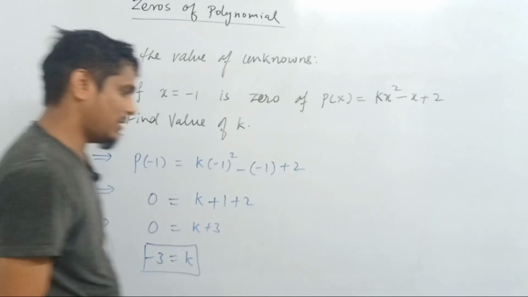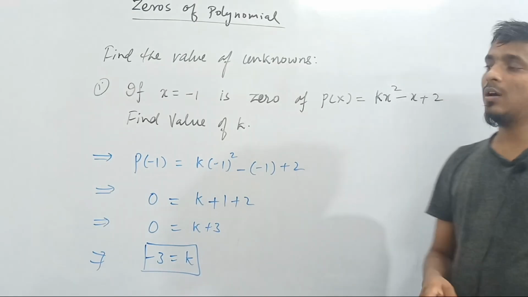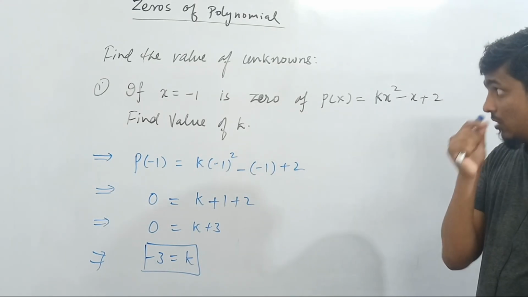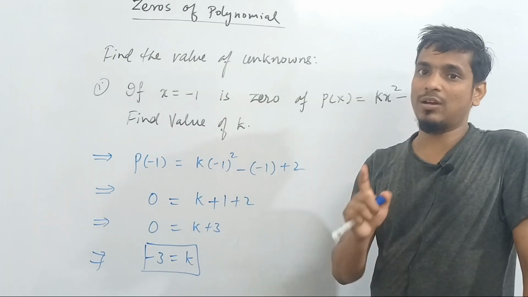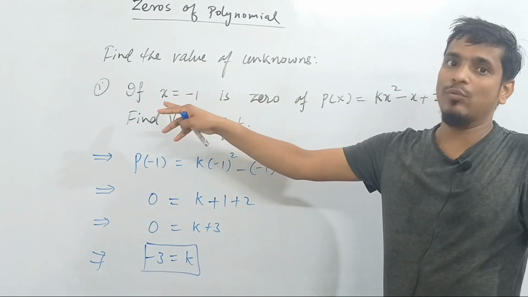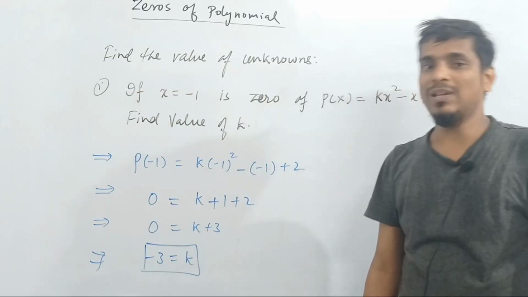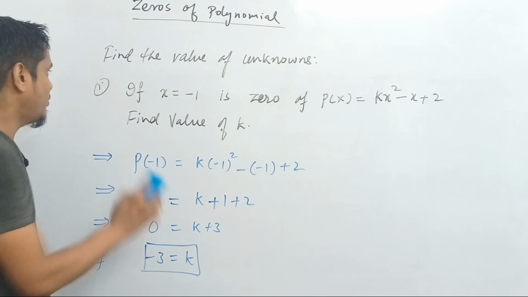Okay, this is the way we can use the concept of the zero of a polynomial for finding the unknown. So make sure to understand exactly the meaning of zero. Zero does not mean the p(x) value. We need to look for the variable value at which the p(x) value is equal to 0. Now let's try to solve another question based on the zero.